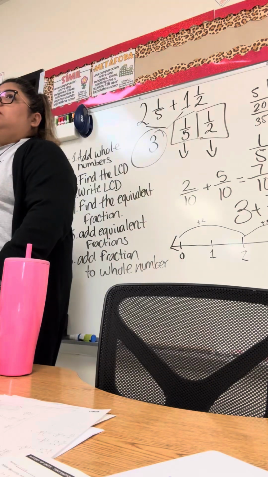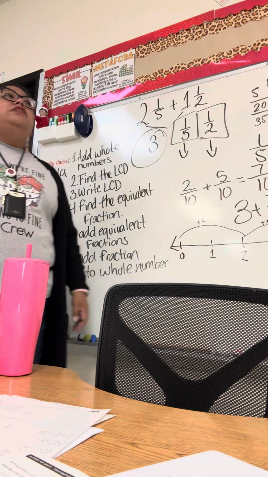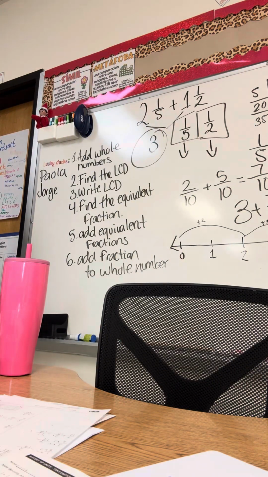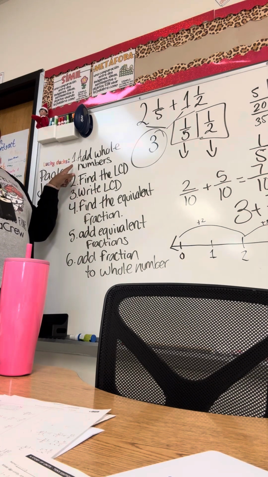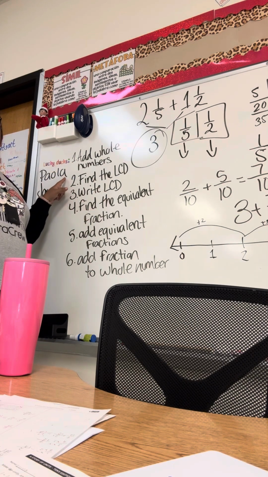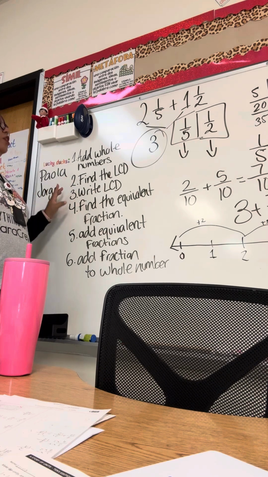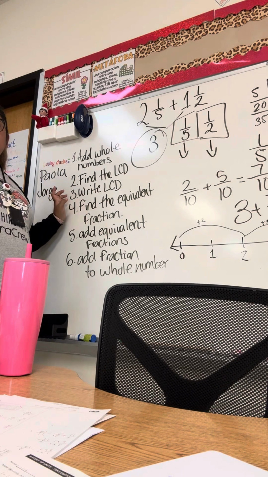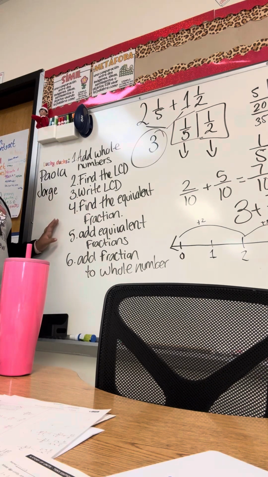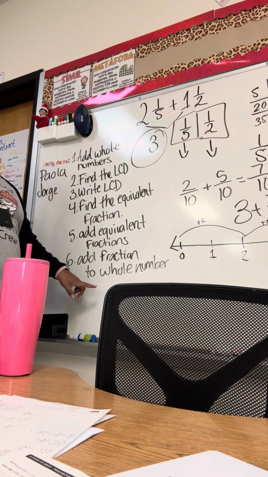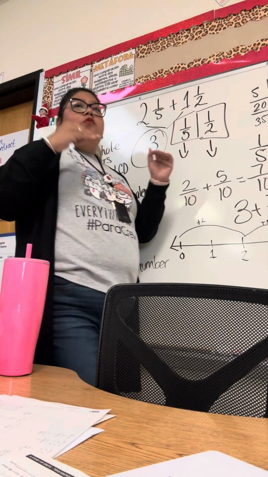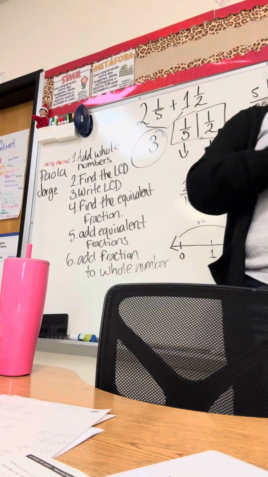Let's repeat our steps, okay? Ready? 1, 2, 3. Add whole numbers. Find the LCD. Write the LCD. Find the equivalent fraction. Add equivalent fractions. Add fractions to whole numbers. And we're done, okay?